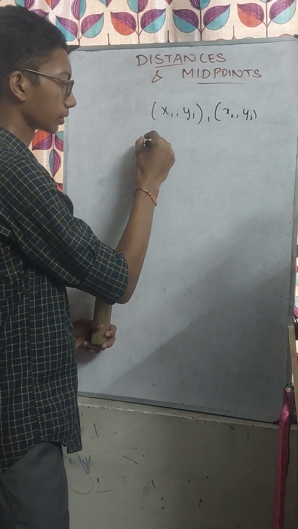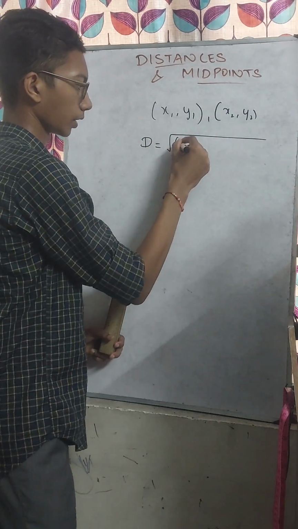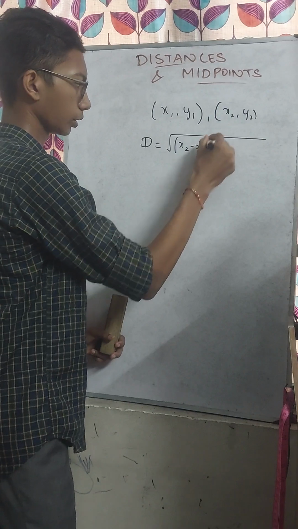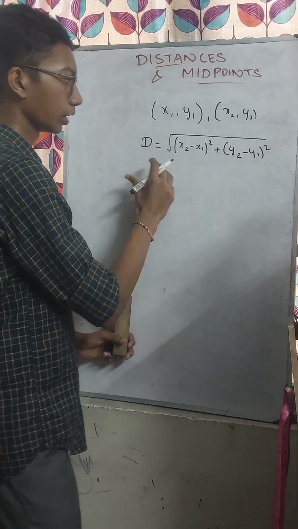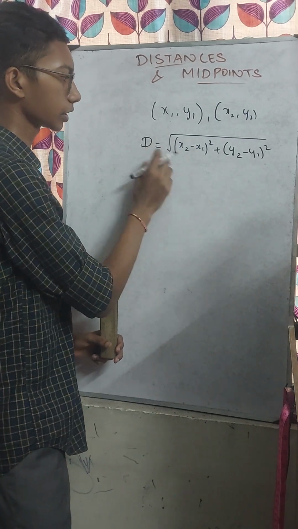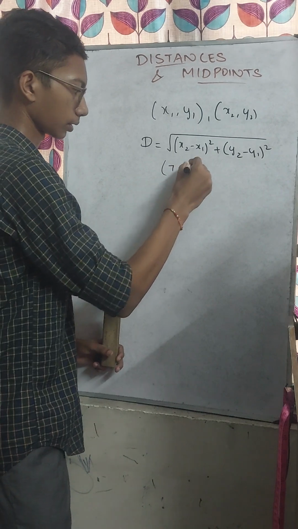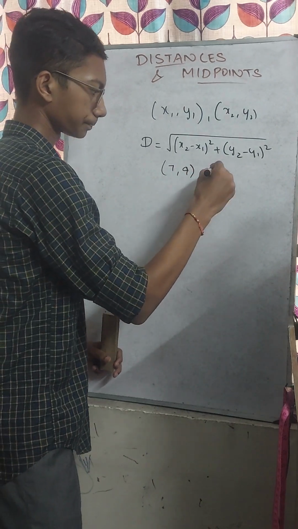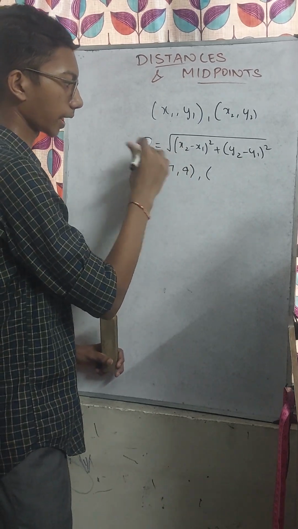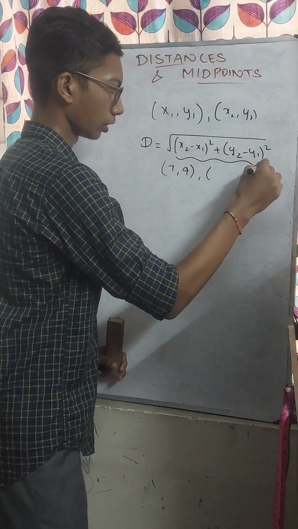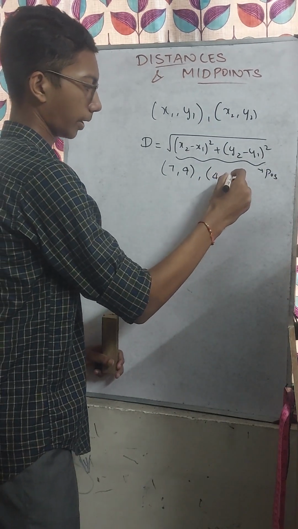Now the formula is d, that is distance, equals root of x2 minus x1 the whole square plus y2 minus y1 the whole square. So this is the formula for finding the distance between 2 points. Now let's have an example. 7, 9, and 5, minus 1. Make sure there is no plus or minus sign on the distance, because distance cannot be negative. So distances are always positive.